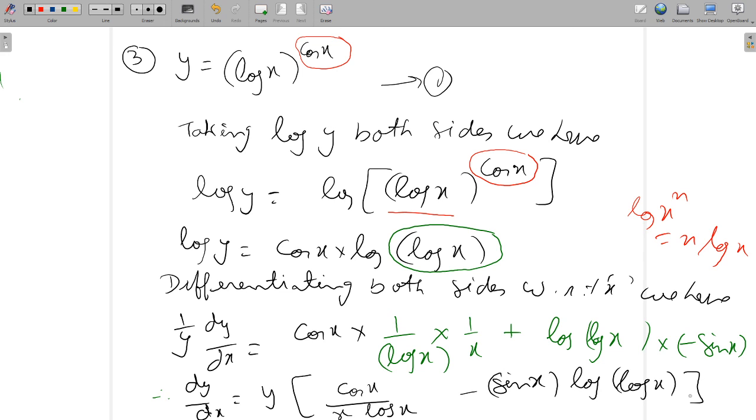Next step, just put the value of y, or simply write here, where y equals, instead of going to the next page I am writing here, where y equals, what is y? (log x) raised to the power cos x. So this is the solution of the third part of exercise 5.5.